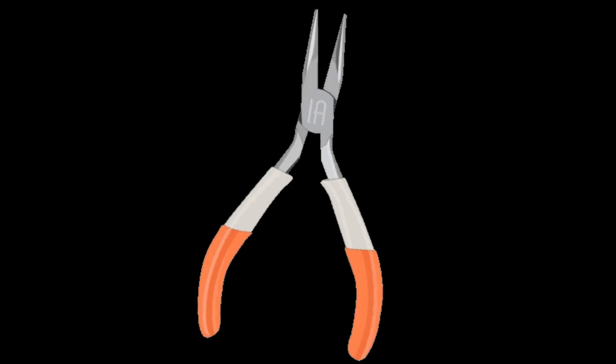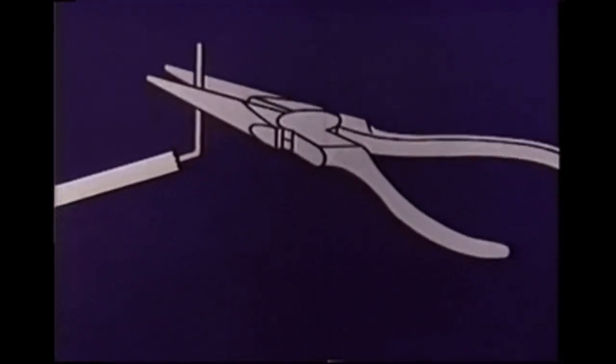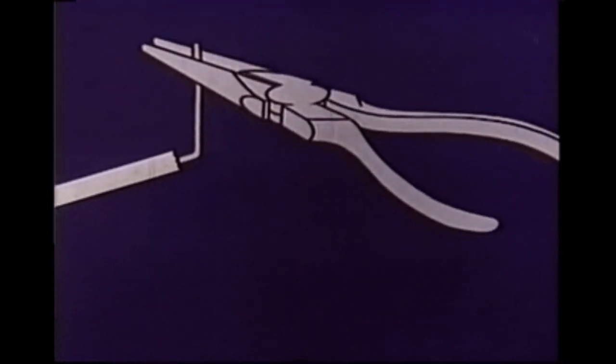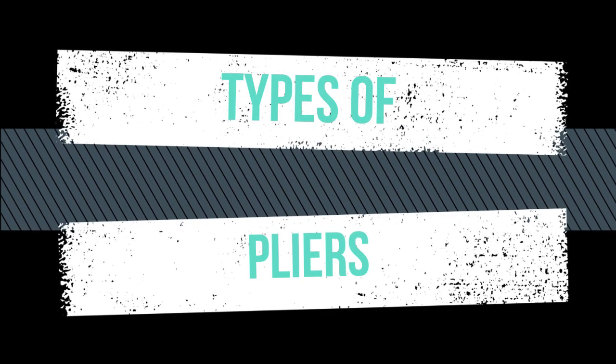Pliers. It is a tool that is used for holding small objects or for bending and cutting wires. It is also used to grip, position, tighten, and loosen certain metal elements.